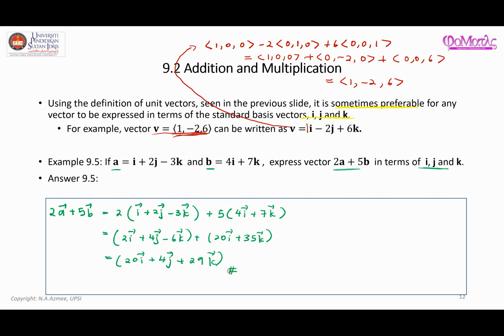And if you want to write it in the previous form, you can, but since the question is asking you to write it in terms of i, j and k, then this is the answer. But its counterpart would be that you can write down this vector also as 22, 4 and 29. So this is a similar representation to the standard basis vectors i, j and k.